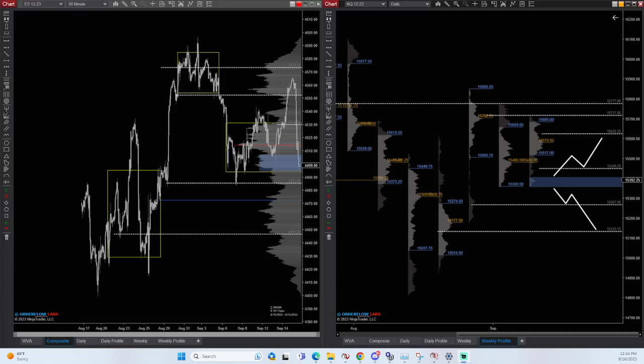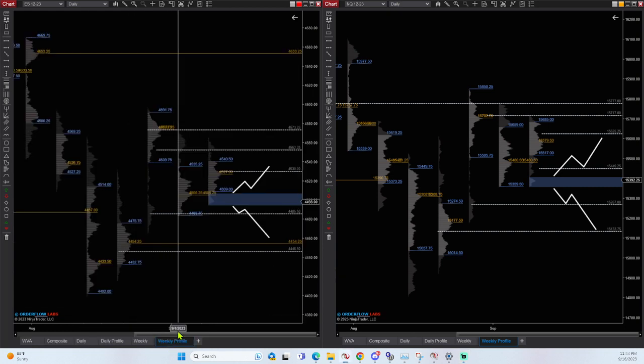Just going to go over a quick weekly analysis on the NASDAQ as well as the NQ. These are the current contracts. I did roll them over, so they are the December. On the left, you have the S&P. On the right, you have the NASDAQ.